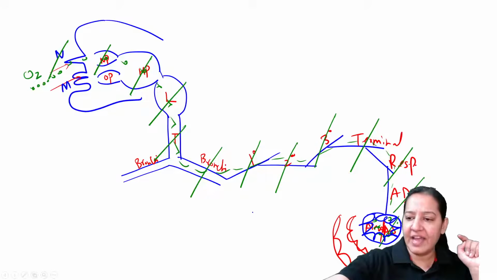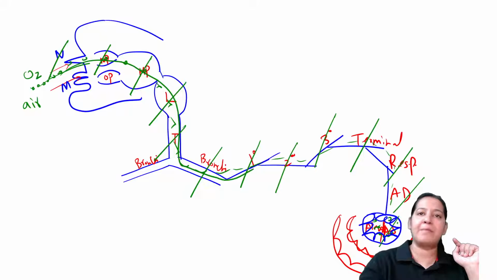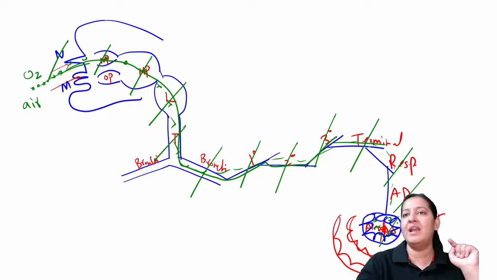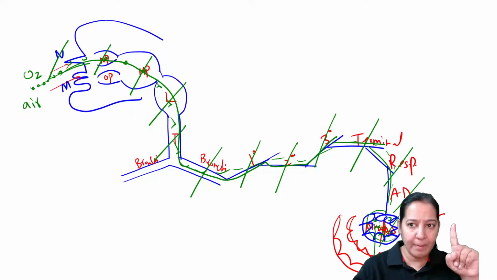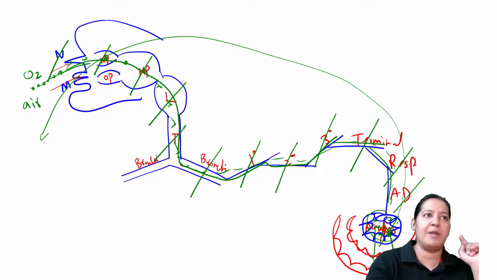So you are taking the air. Whatever air you are taking, it goes in the nose, the pharynx, the larynx, the trachea, the primary bronchi, primary, secondary, tertiary, terminal, respiratory bronchioles, the alveolar duct. Finally, it reaches the alveolar sac. In the alveolar sac, whatever oxygen is present will go into the blood, and whatever carbon dioxide is present in the blood will come into the alveoli.